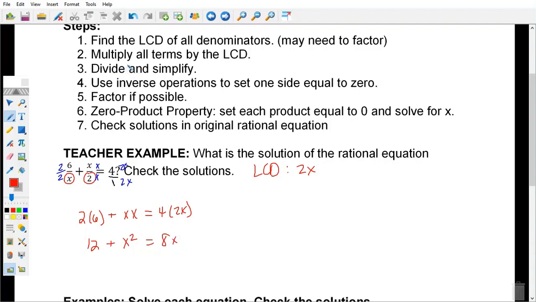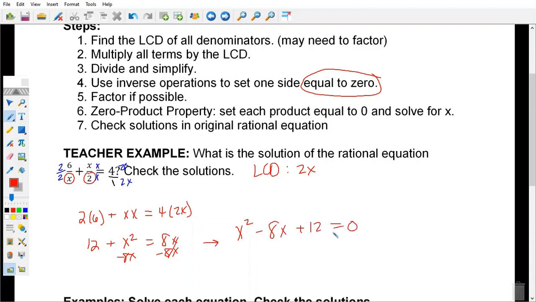So we multiply all terms by the LCD. There was nothing to divide and simplify. We're now at the inverse operations because we want to get one side equal to 0. So we're going to subtract 8x. When I subtract it, it has nothing to combine with on the other side. So we're just left with, I'm going to write it in decreasing order of power, x squared minus 8x plus 12 equals 0.